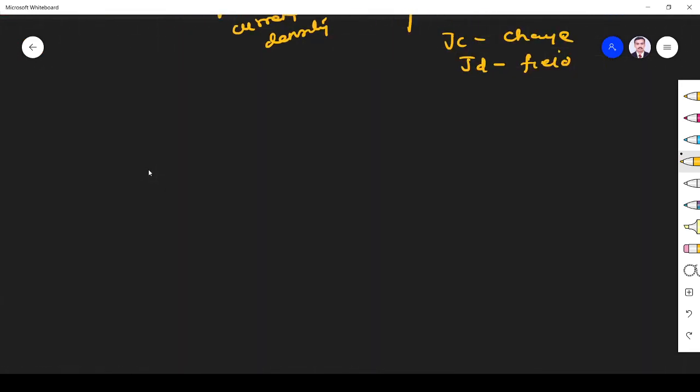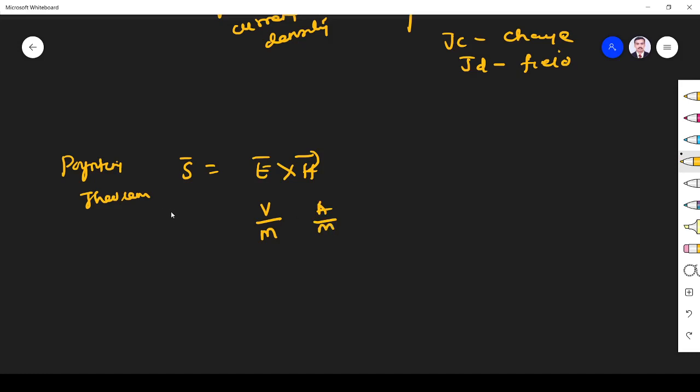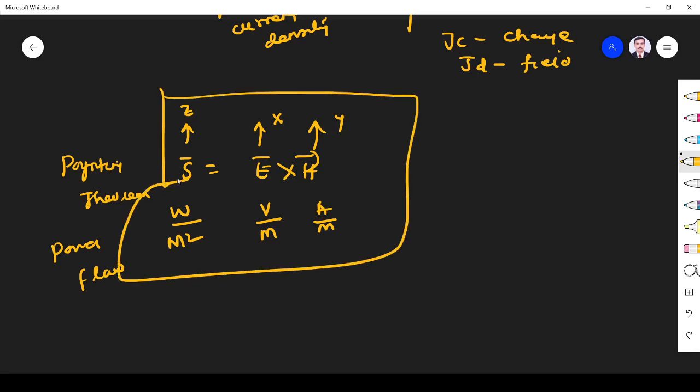Okay. Next we have to study the Poynting theorem in EMF. The Poynting theorem states that S is equal to E cross H. E is volt per meter, H is ampere per meter. So it is volt into ampere, V into I, power per meter square. So it indicates power flow. If E is in the X direction and H is in the Y direction, then the wave should flow in the Z direction only. How it has come? Please refer to my video on EMF.